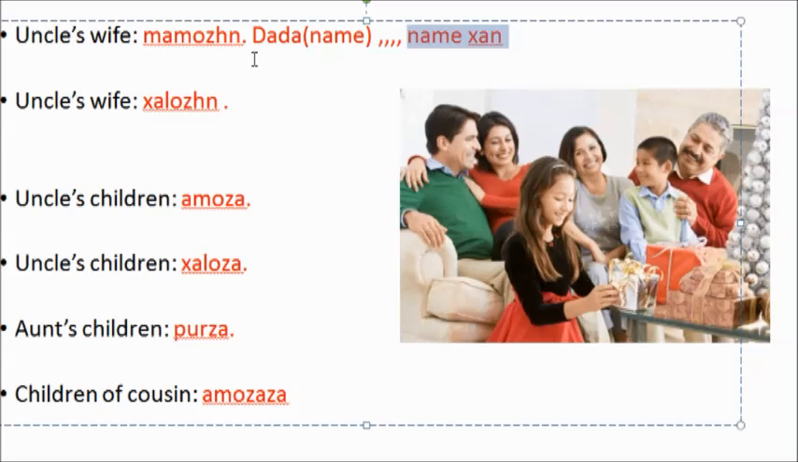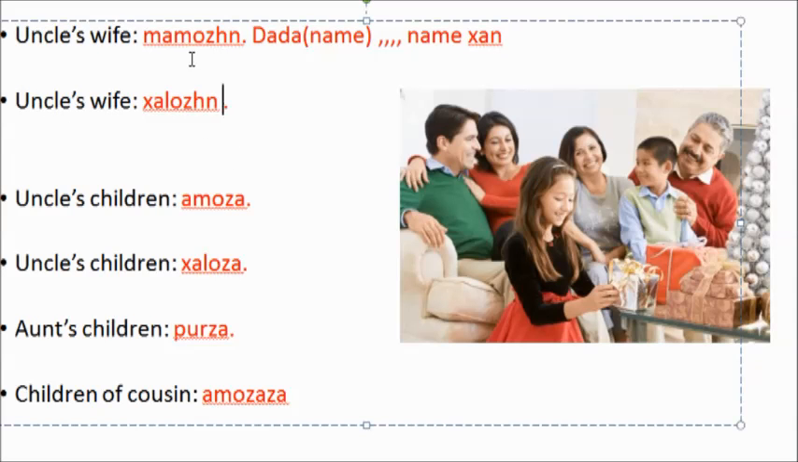But for some other of my uncle's wives, I say dada, then I call their name. I never use mamojin, but there are many people who use it, and sometimes I use it as well, as a funny term to call her, because I never used it. So when I use it, it's a little bit weird, you know. Anyway, then we have uncle's wife, khalojin.